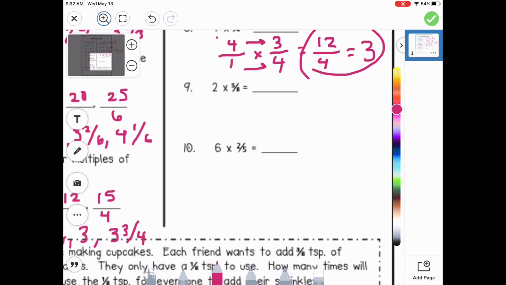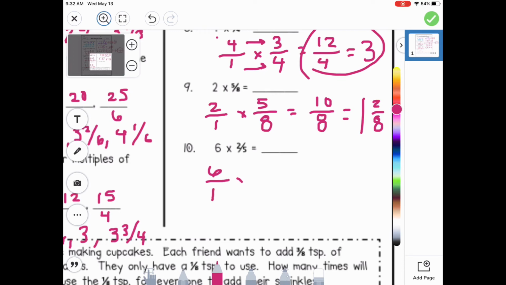Question number 9. 2/1 times 5/8. I multiply across and I've gotten 10/8, which is the same as 1 and 2/8. And the last problem, I'm going to multiply 6/1 times 2/5. I multiply across to get 12/5, and that is the same as 2 wholes and 2/5.